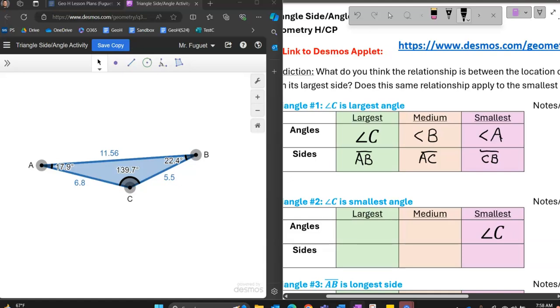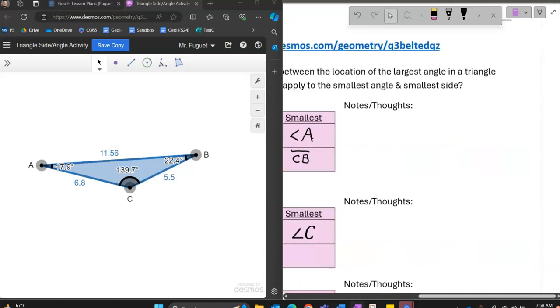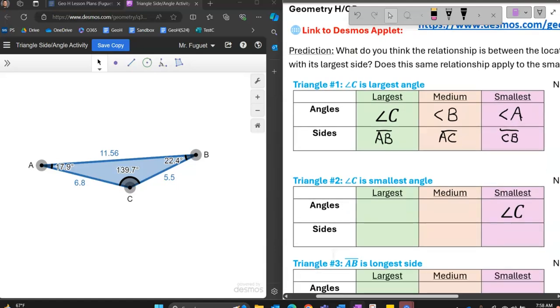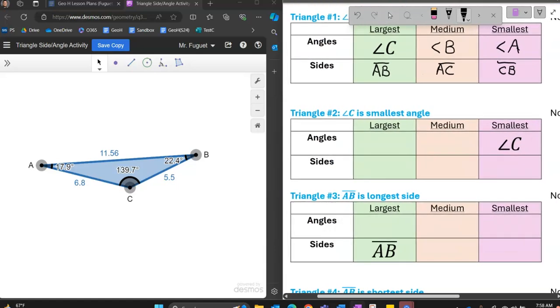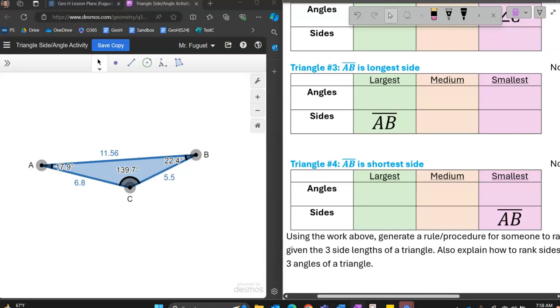Now, I want you to try this yourself and fill this in as well. And then if you have any notes or thoughts, maybe if you're starting to generate a reason or a relationship from this objective, start writing those ideas down. If not, move on to the second triangle. In the second situation, I want you to make C the smallest angle. Maneuver the triangle the way that you need to for that, and then redo the rankings. Then we move to making segments long and making segments short and looking at how that affects the ranking of our angles, of what the largest, the medium, or the smallest angle is.